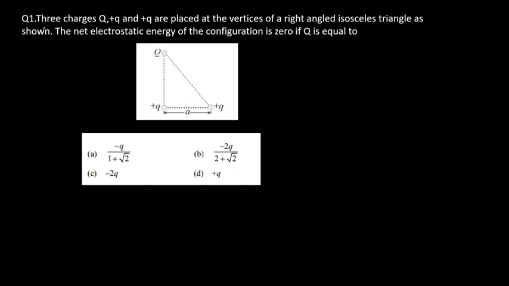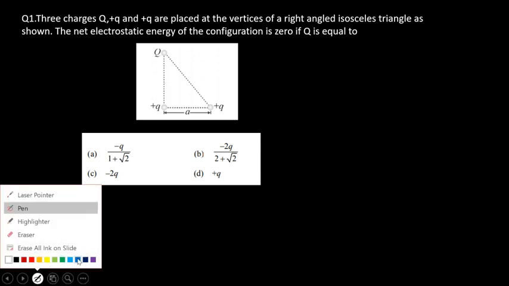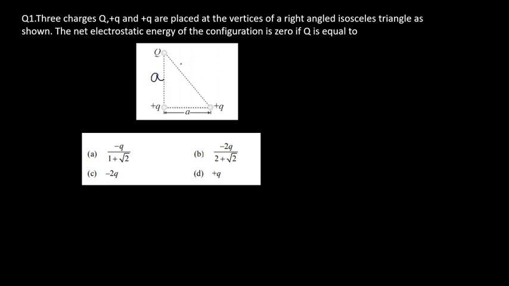Now the next question is, three charges Q, capital Q and plus Q are placed at the vertices of a right angled isosceles triangle as shown. The net electrostatic energy of the configuration is 0 if Q is equal to what? It is an isosceles triangle, so the distance between Q and plus Q is equal to a, and the distance between the other two is root 2a. Now what will be the potential energy?